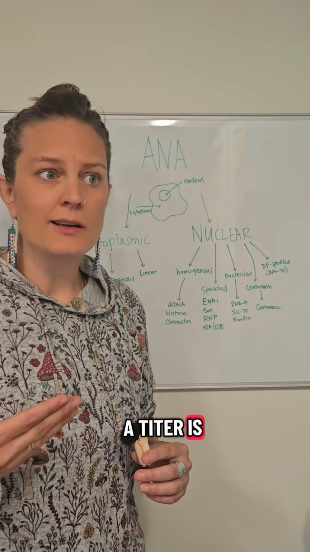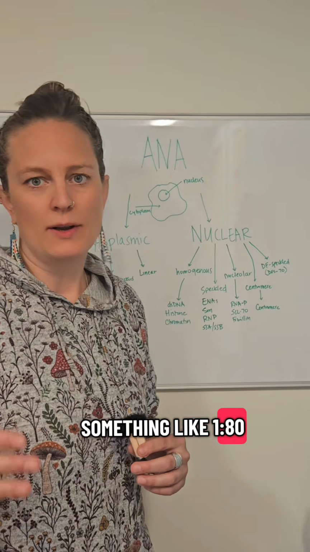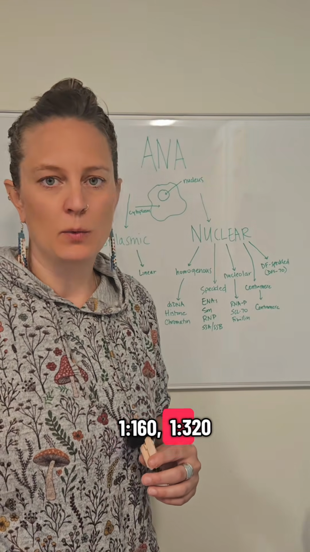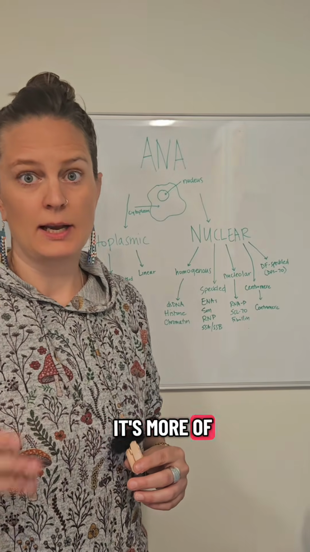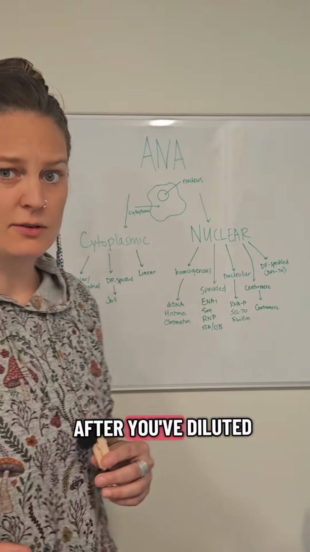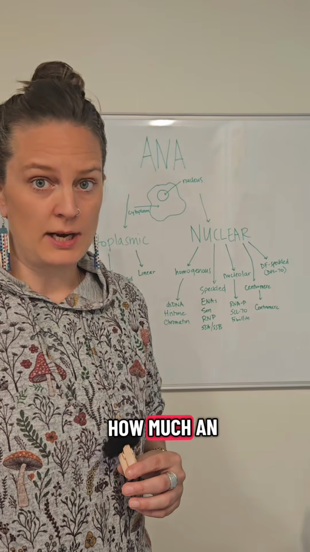A titer is like a number that usually reads something like 1 to 80, 1 to 160, 1 to 320. And it's not like a direct quantitative measurement. It's more of like how many ANAs are in the solution after you've diluted it a couple times. So that amount will tell you how much an ANA is present.